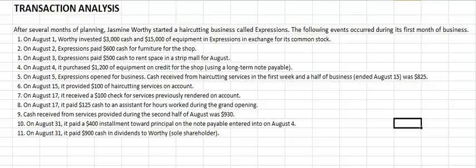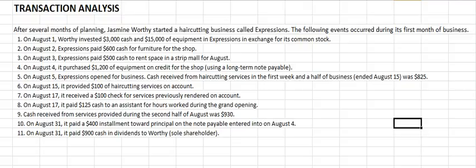I'm going to show you how to do this on a spreadsheet, and you will see as each transaction progresses, the accounting equation will always remain in balance. Let's start off by reading the question. It says, after several months of planning, Jasmine Worthy started a haircutting business called Expressions. The following events occurred during its first month of business. Then they've listed all the events.